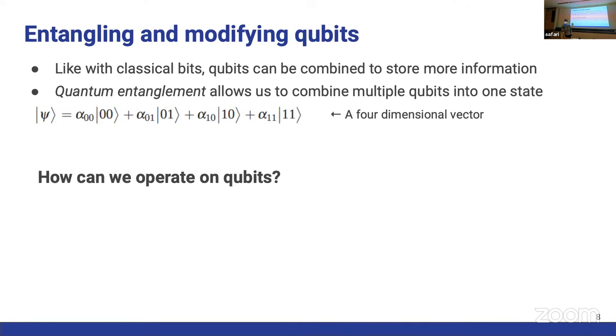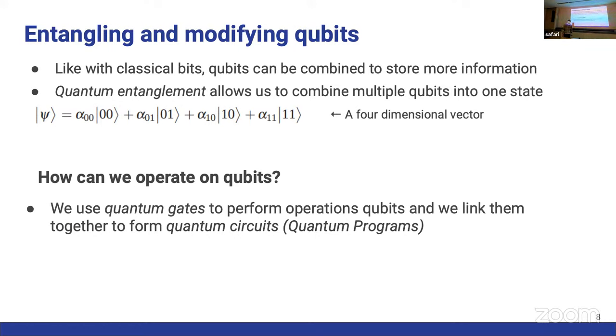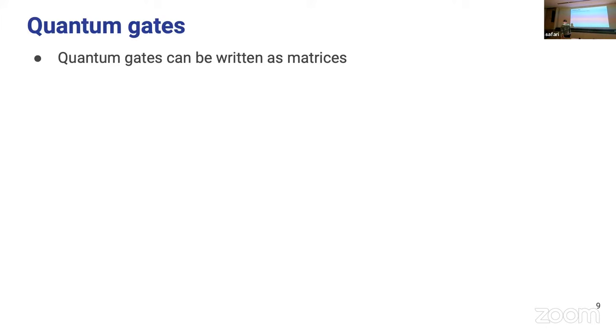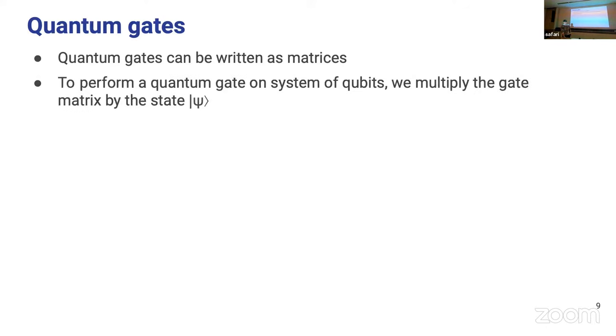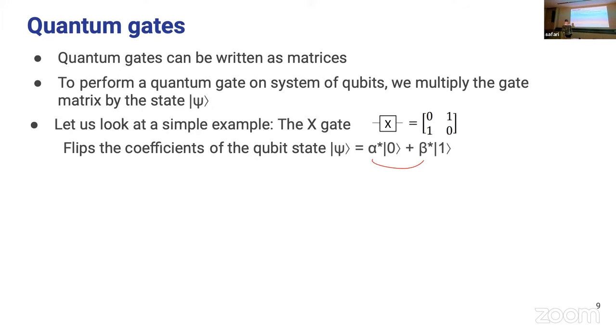So how can we operate on qubits? In order to operate on qubits, we use quantum gates, and we can link those quantum gates together in order to form quantum circuits, which are essentially quantum programs. Quantum gates can be written as matrices, and to perform a quantum gate on a system of qubits, we simply multiply the matrix of the gate by the state psi of the qubit system. Let's look at a simple example. Here we have the X gate. The X gate always operates on a single qubit, and what it does is simply flip the coefficients of the said qubit.